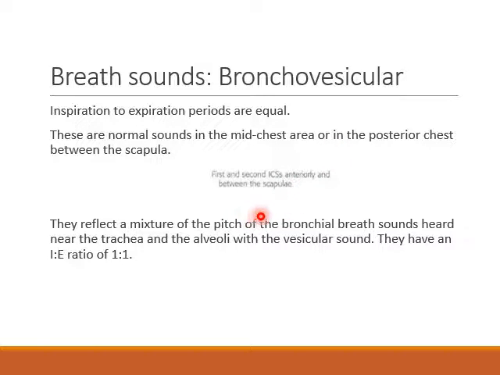As I said, it is a mixture of bronchial breath sound in which the inspiration equals the expiration, but there is no gap in between. It is heard here near the trachea and with minimal surrounding alveoli.